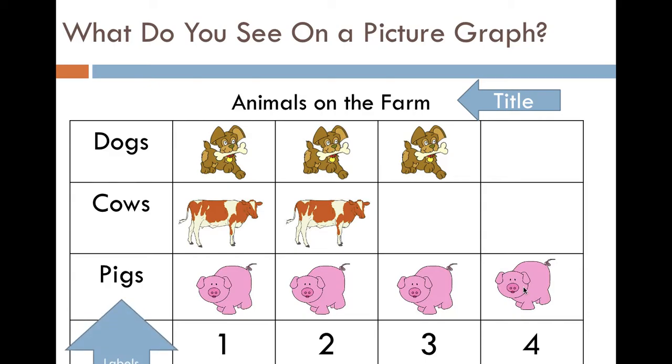So just like I said, that's the title. At the top over here is the names of the animals, which is also called a label. And down here are the numbers to represent how many. And over here we have pictures drawn. Now you don't always have to draw pictures. You could also make an X or a 0 or just a tally mark, which is just a straight line down that looks like the number 1. So there are different ways that you can complete this. In this case, they used pictures.